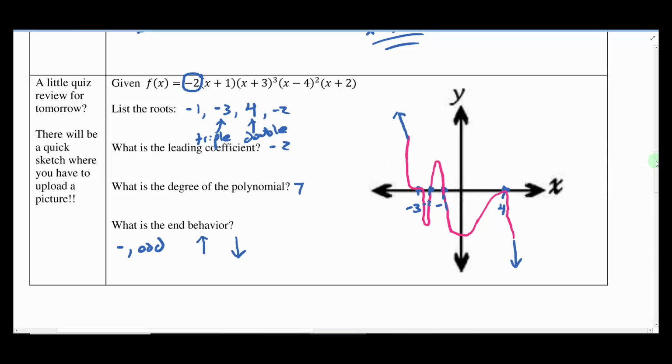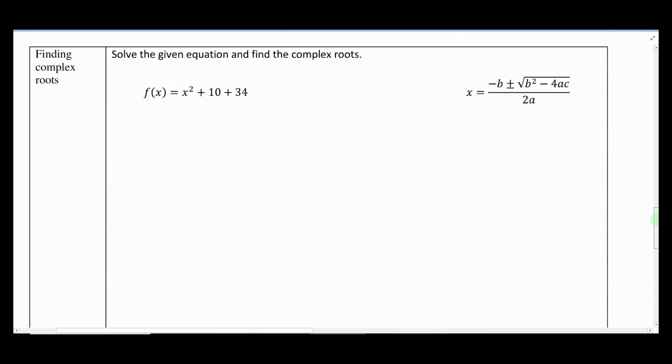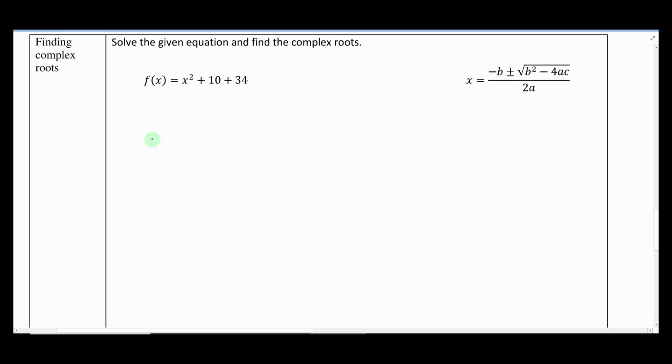All right, guys, let's go to this last problem and we'll wrap this lesson up. So we're going to see this problem on the quiz as well, where they give us a polynomial and they want us to find the roots. This one is telling us right off the bat that the roots are going to be complex. So if you see that in the instructions, do not attempt to factor this thing. All right, instead use the quadratic formula that I give you over here.